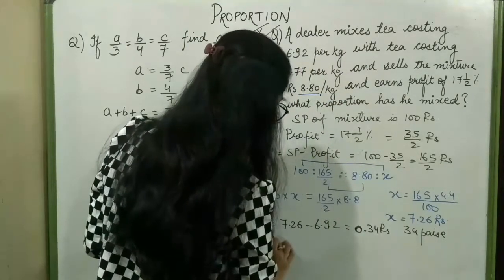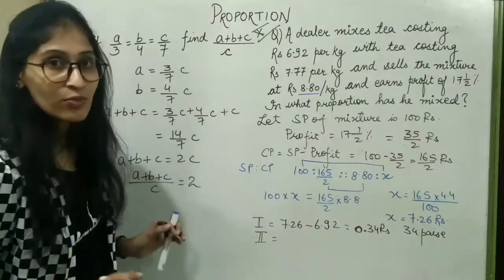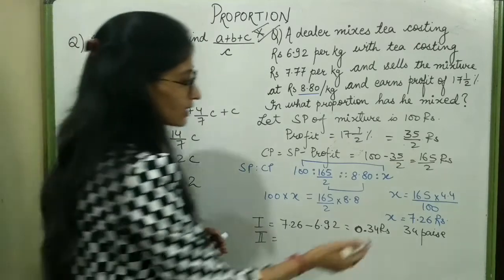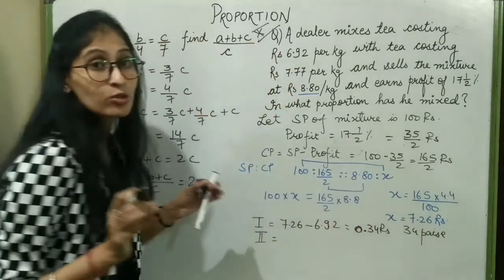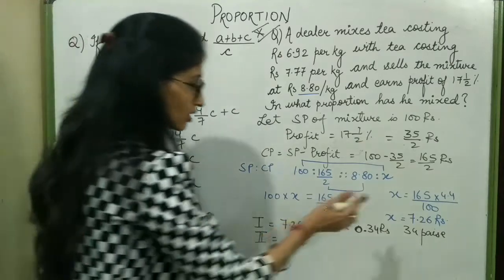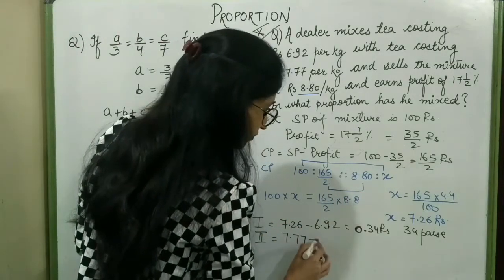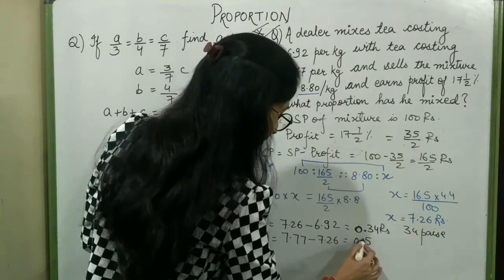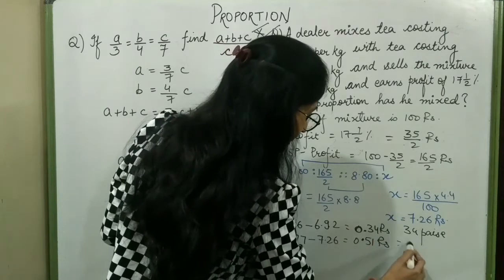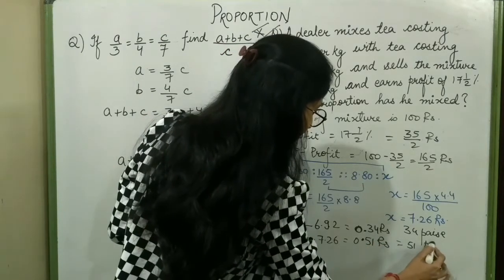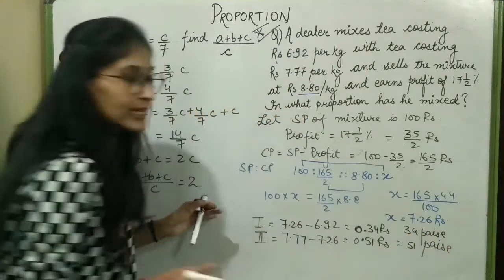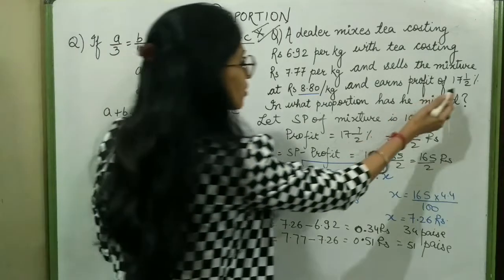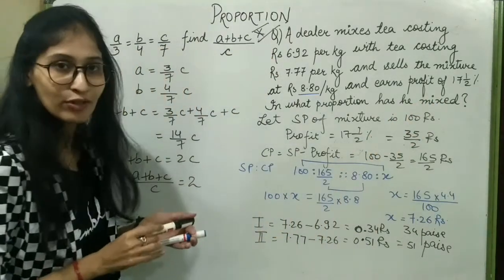But for the second case, the cost price was 7.77 per kg and I have sold it at 7.26 rupees. So in the second case, there is a loss of 0.51 rupees, or I can say 51 paise. Now, in the mixture, my profit and loss will be compensated to an overall profit of 17.5 rupees.